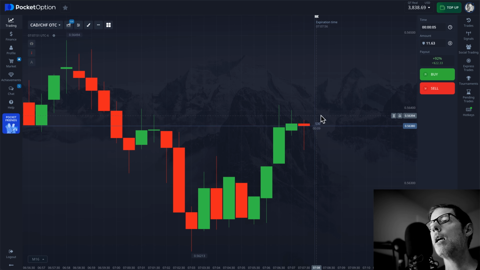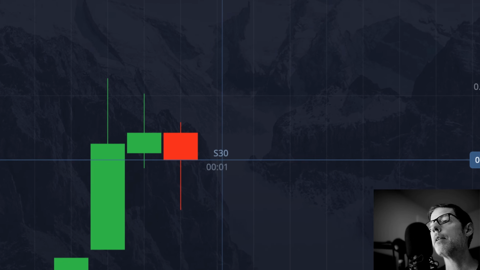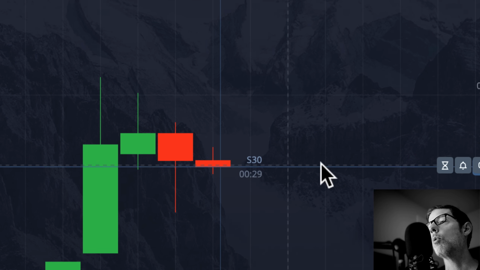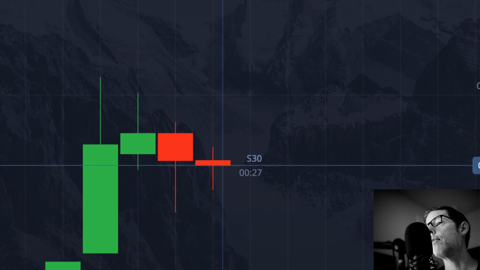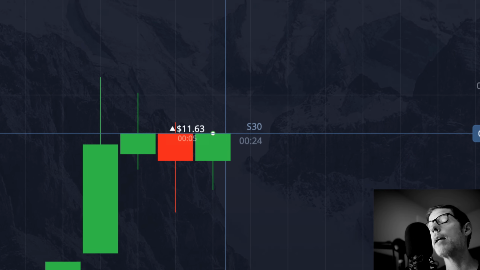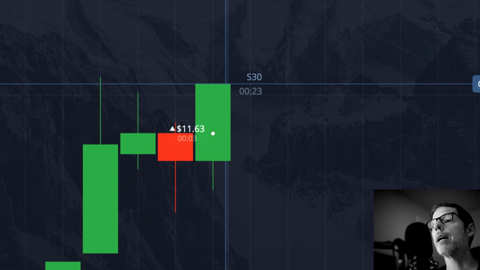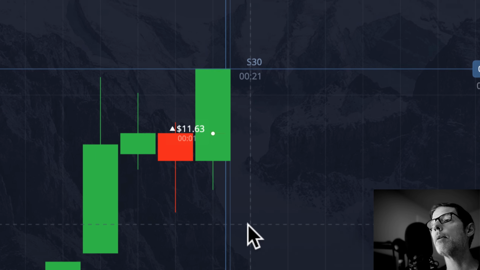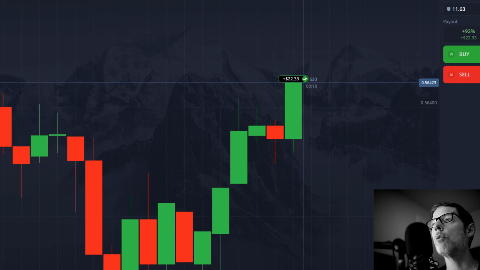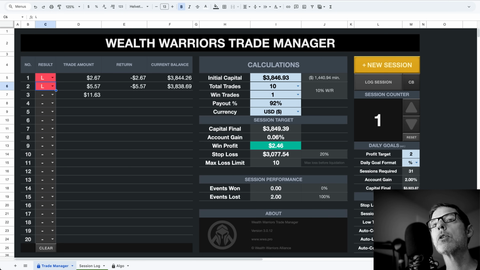Perfect. And we'll just go ahead and sit tight and wait for the next 30-second candle. That's it. That's all you got to do. So 29, 28, 27, 26, at the 25-second mark, the candle was green. We got a little bit of a push up there, and there we go. There's the win. Back over on the Trade Manager, let's mark this as a win by selecting W.